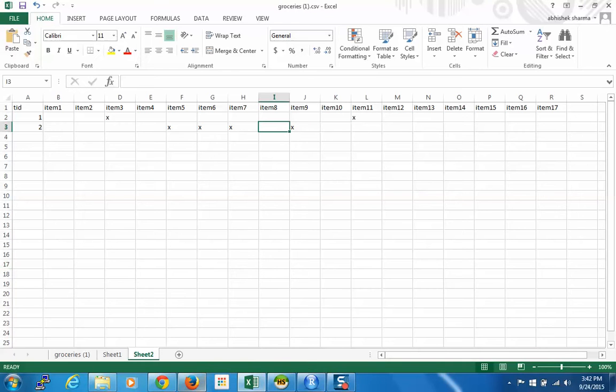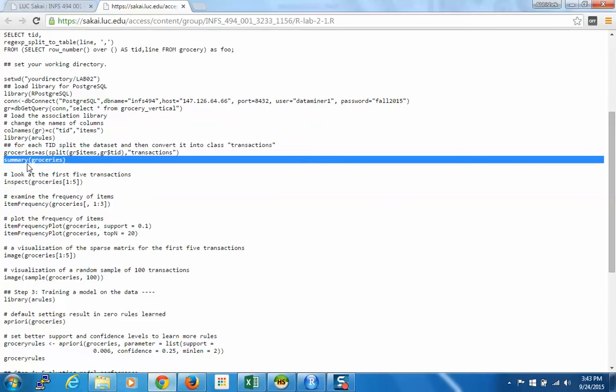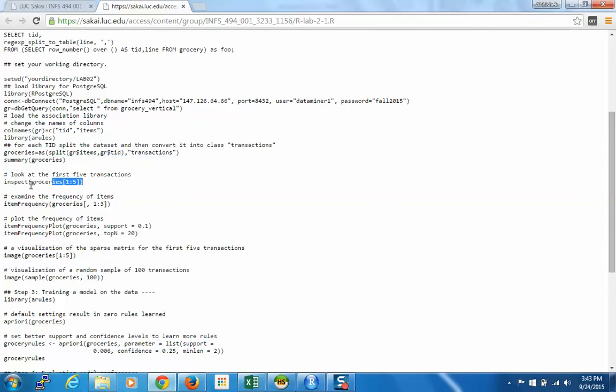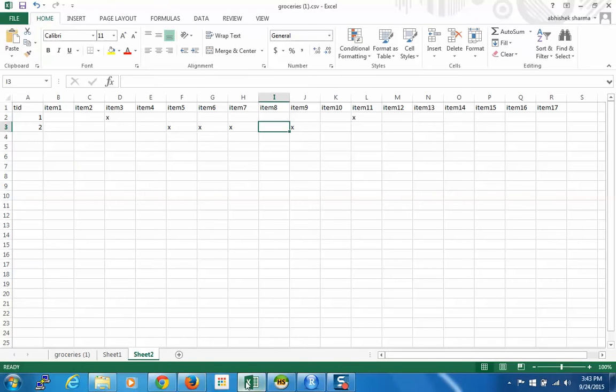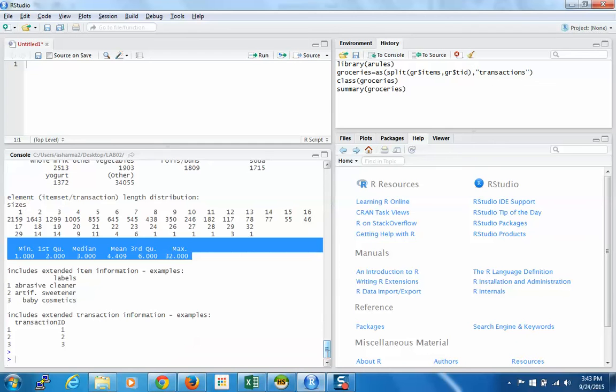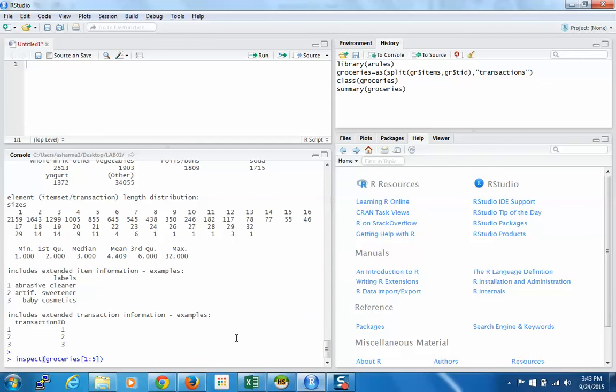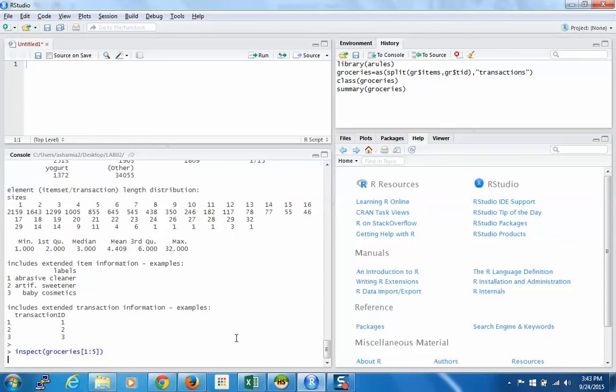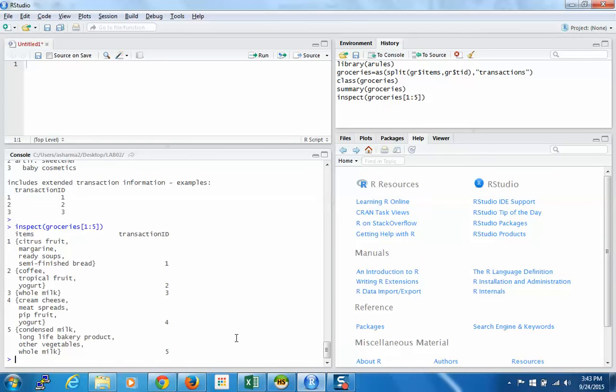Okay, so let's move on to our next step, and let's look at the records inside the groceries variable that we have created, which is nothing but transactions. The way to do that is through a function called inspect. Through inspect, we are inspecting the groceries transaction variable. This gives us the first 5 elements, and that is what this 1:5 means: give me records 1 to 5.